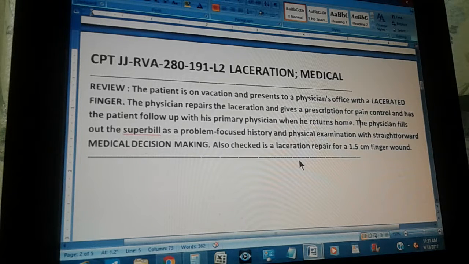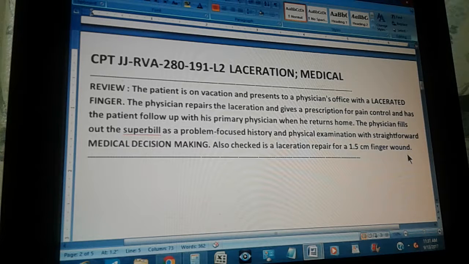So that's the first code. The next code is what the doctor did. Also checked is a laceration repair for a 1.5 centimeter finger wound. So, laceration, and they give you the area of the wound, 1.5, which is very important. So that's the problem.